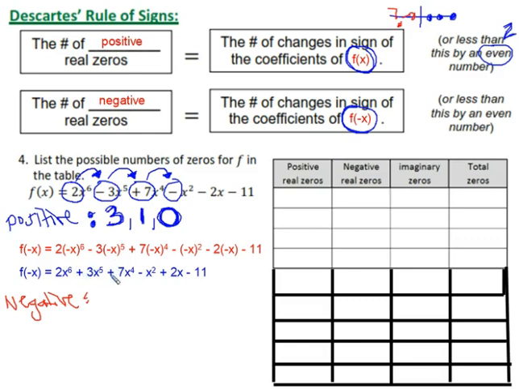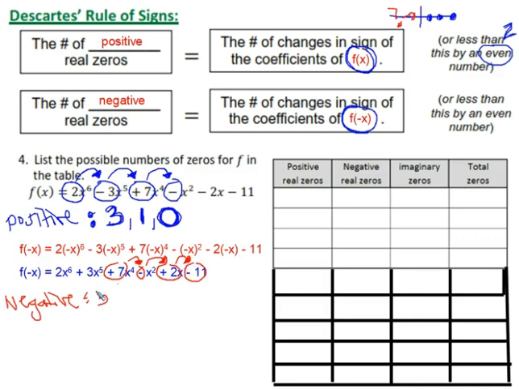This one's positive and this one's positive, so that's not a change. This one's positive and this one's negative, okay, so that's definitely a change. This one's negative and this one's positive, so that one's a change as well. And this one's positive and our last one is negative, so there's another change.